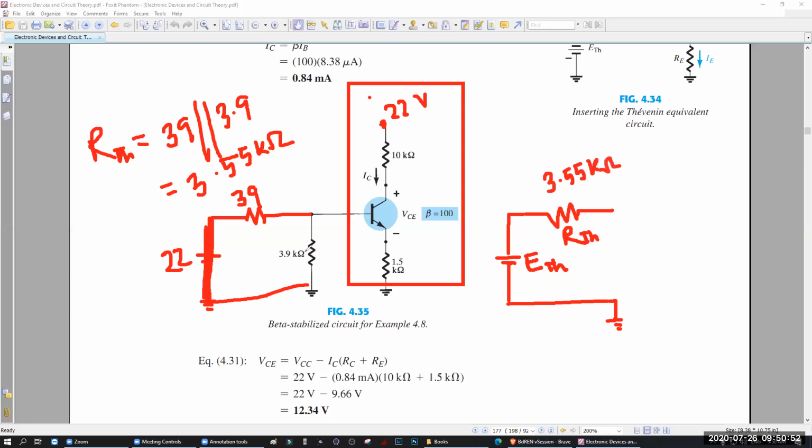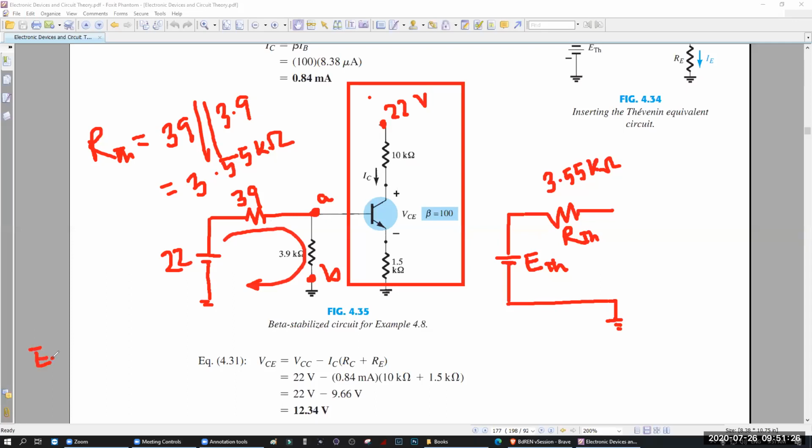What is ETH? ETH will be the voltage between point A and point B. That means this point actually. So what is the voltage of this point? Here you have a voltage divider, right? Yes, sir. Voltage divider. This voltage will be divided here and here. Understand? Yes, sir. So how much volt will this resistor get?